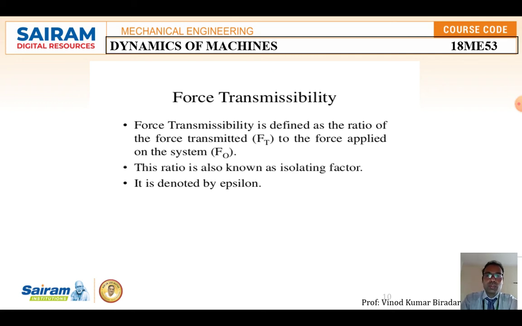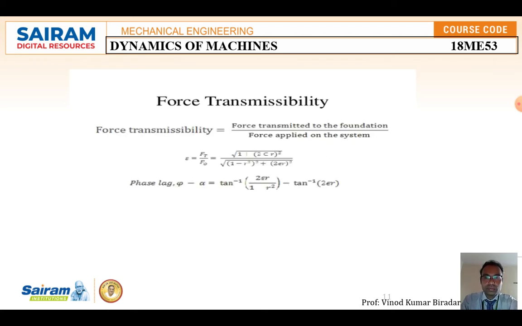This is about force transmissibility, that is, the ratio of force transmitted to the particular system to the applied external force, that is, the impressed force, F_T by F_0. The definition says that it is the ratio of force transmitted to the foundation divided by the force applied on the particular system, called force transmissibility. F_T by F_0, you remember this. Again, it is denoted by epsilon, E is equal to F_T by F_0.